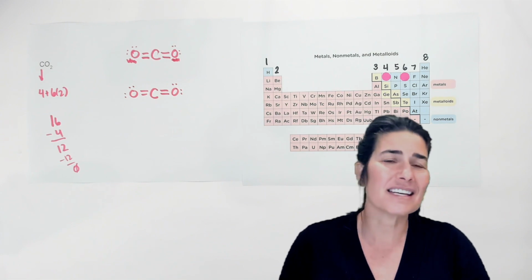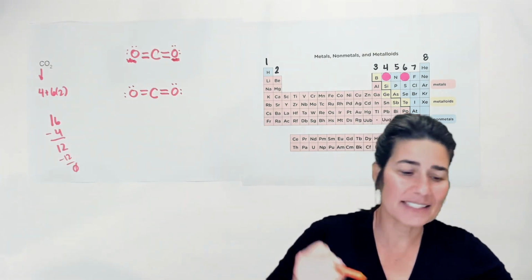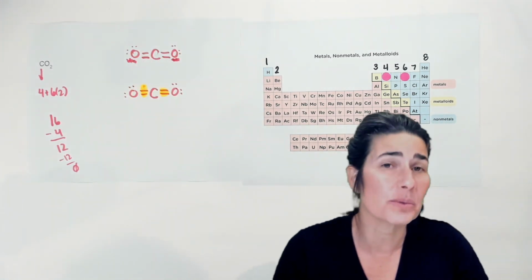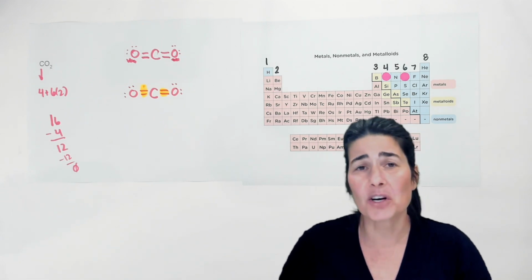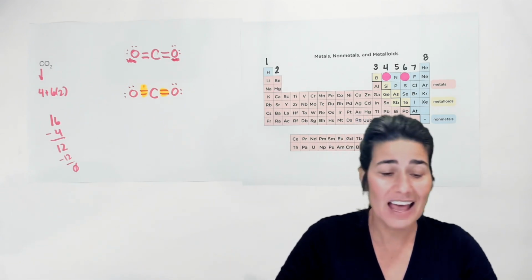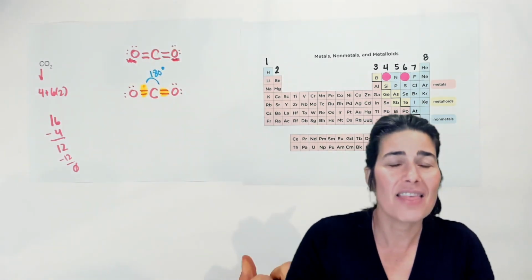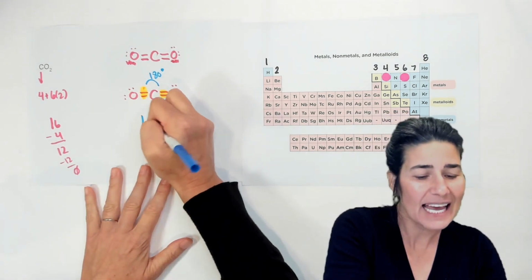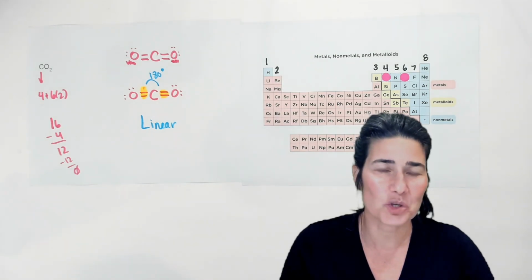So what is the electron domain geometry? Carbon has 2 electron domains around it. 2 electron domains are going to try to get as far away from each other as possible, and that is 180 degrees. That puts those 3 elements all in a line, and this is called a linear electron domain geometry.